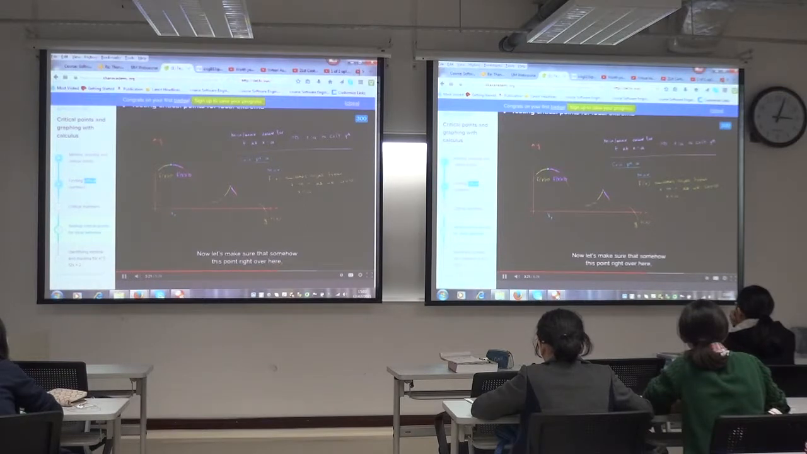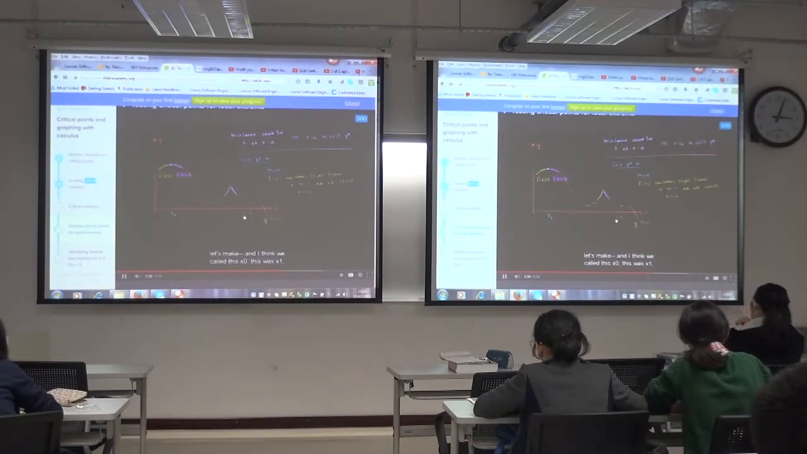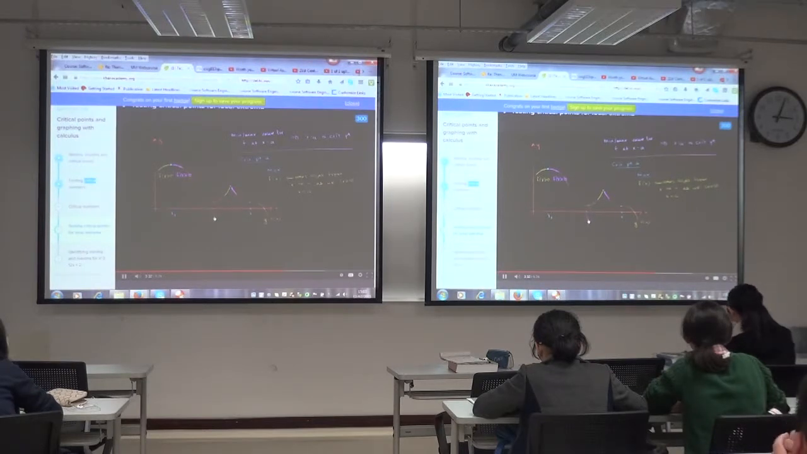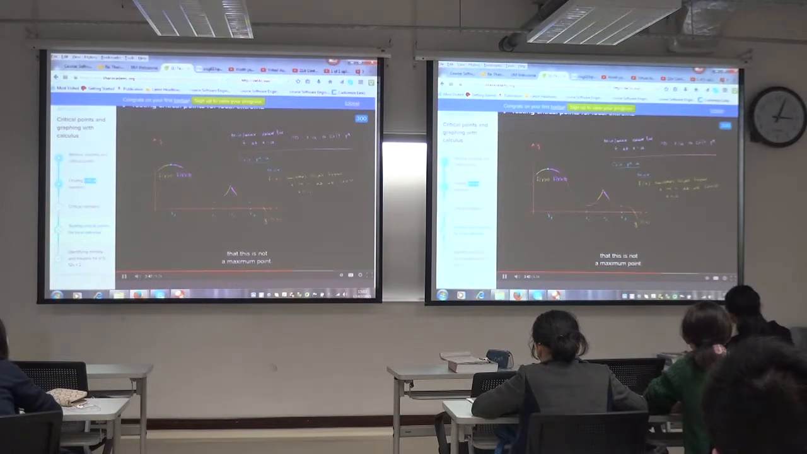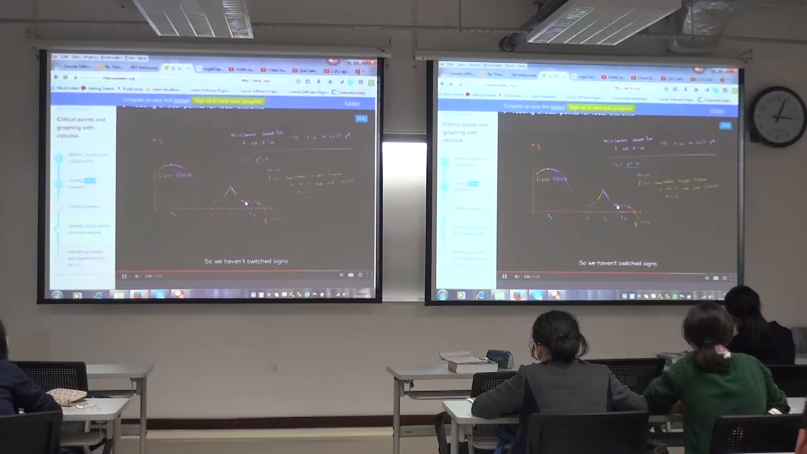Now let's make sure that this point right over here, which we identified in the last video as a critical point, this was x0, this was x1, this was x2, so this is x3, doesn't somehow meet the criteria, because we see visually that this is not a maximum point. So as we approach this, our slope is negative, and then as we cross it, our slope is still negative. We're still decreasing. So we haven't switched signs. So this does not meet our criteria, which is good.